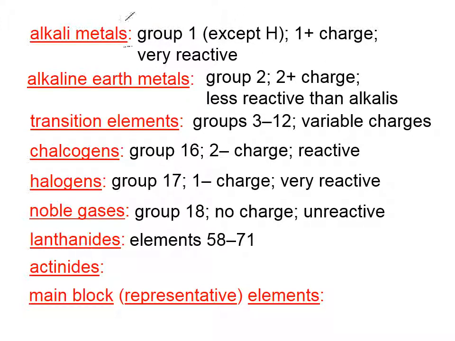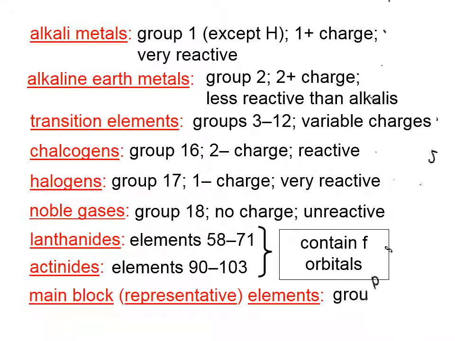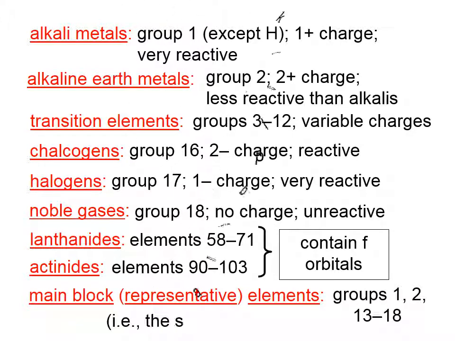The lanthanides and the actinides are down below the main body of the periodic table. The lanthanides are elements 58 through 71 and the actinides are elements 90 through 103. Those two regions collectively are sometimes called the F block because those elements contain F orbitals. And finally, the main block, or representative elements, are groups 1, 2, and 13 through 18. In other words, the S and P blocks.